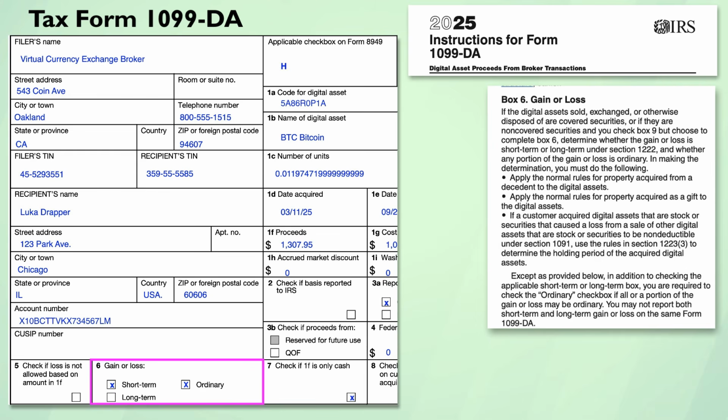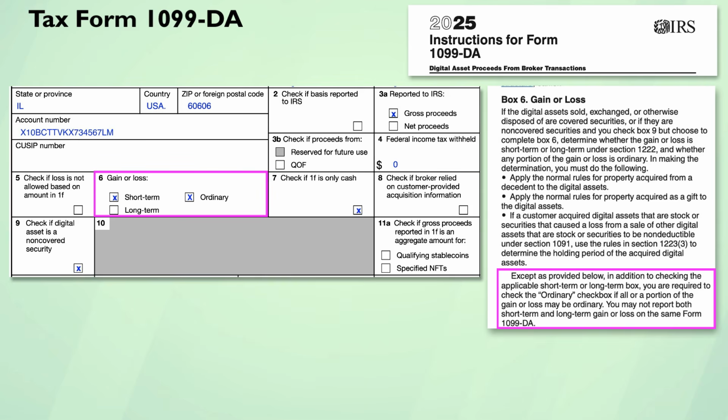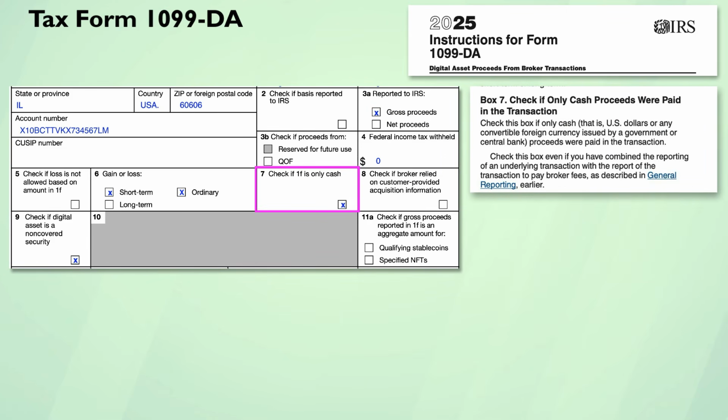Box 6 indicates whether the transaction is short-term or long-term. This should match the reporting category on Form 8949 and the letter indicator at the top. For short-term transactions, you may also see ordinary checked, which means the gain may be taxed at your regular income tax rate. Box 7 is checked if you received only cash proceeds. If you received other crypto, property, or services instead of cash, this box will not be checked.